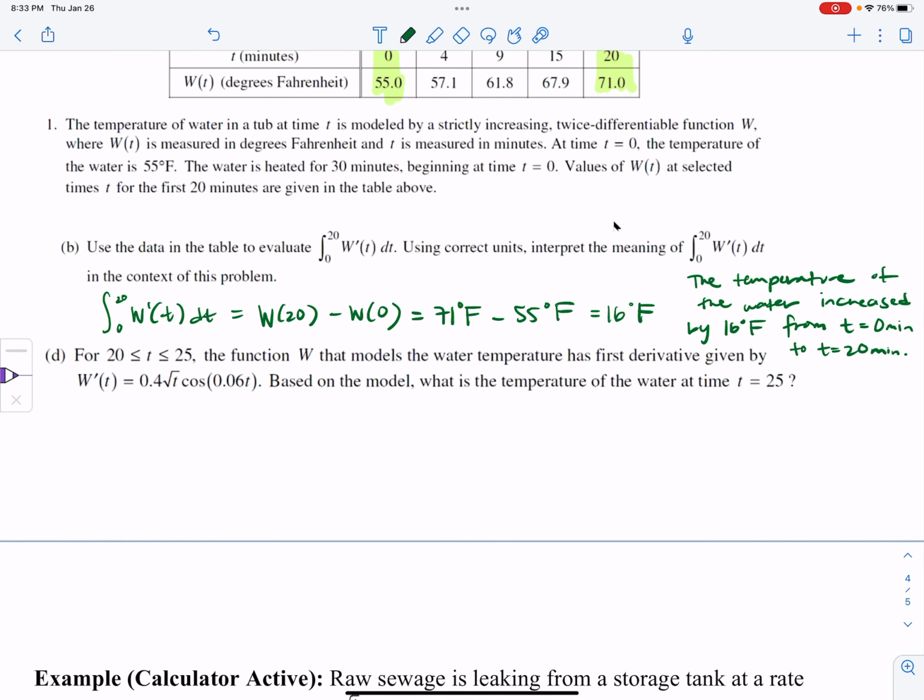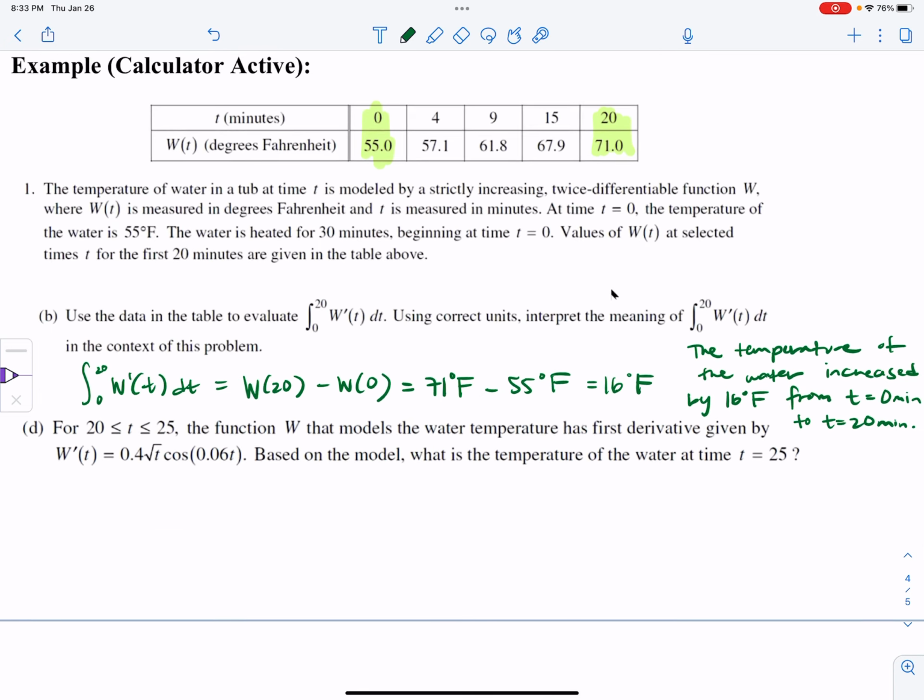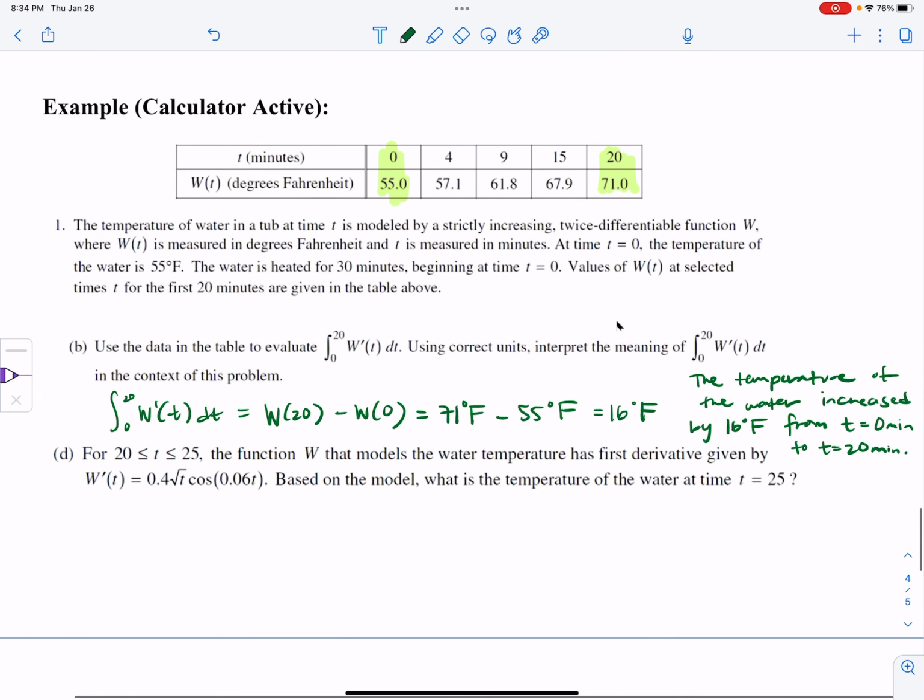Okay, and then question D. So we did part B of this previous free response, and we're doing part D. The other parts, maybe we don't know how to do yet, or do not relate to what we're talking about right now.